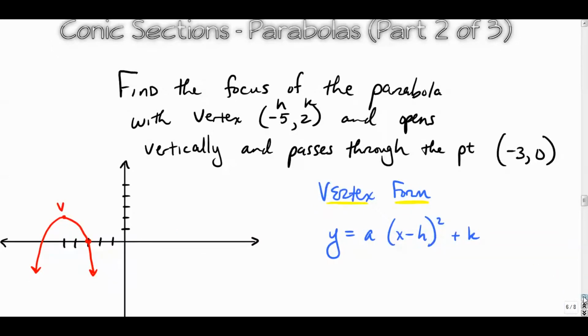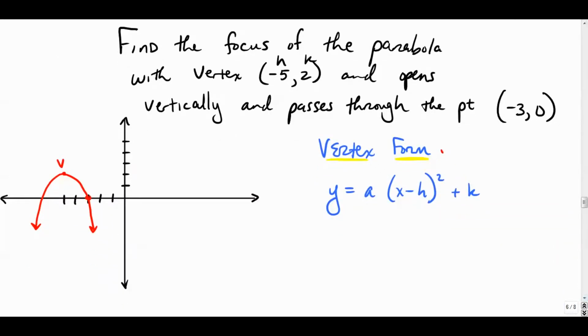Now the vertex form of a parabola is right here, for a parabola that opens up and down anyway, where A is the coefficient that tells us which way it opens, up or down, and how wide that opening is. So we know this is going to be a negative A because it opens down. We'll keep that in mind in a few seconds when we actually find our A. But before we do that, let's put in our H and our K into our vertex form.